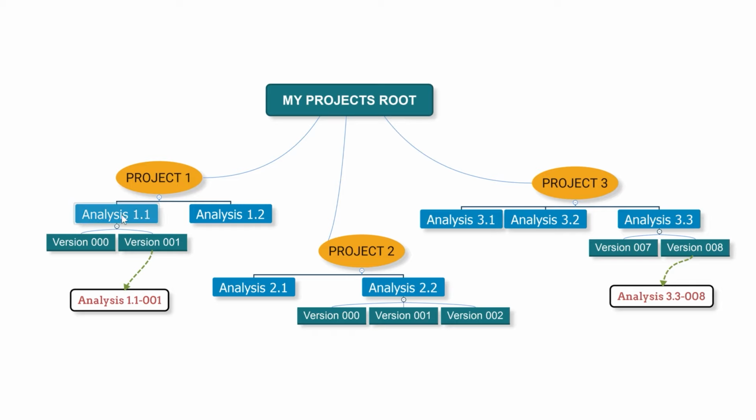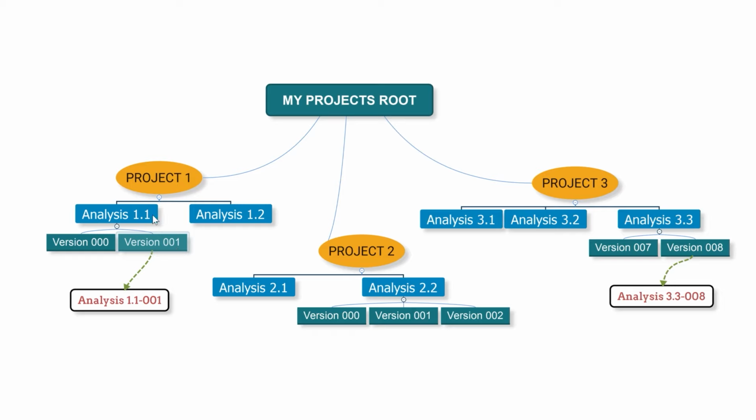And then each analysis has versions, so there's some sort of version control. And versioning starts at 000, and every time you make a new save, you get a new addition of 1 to the number. So version 001, 002, 003, etc. So you have some trace of versions of analysis as they're developing.